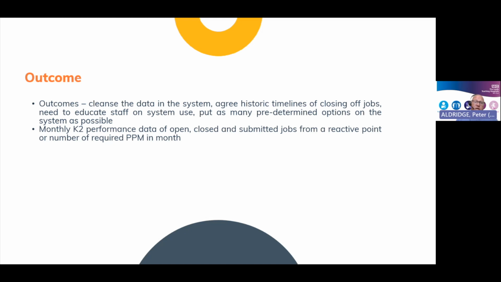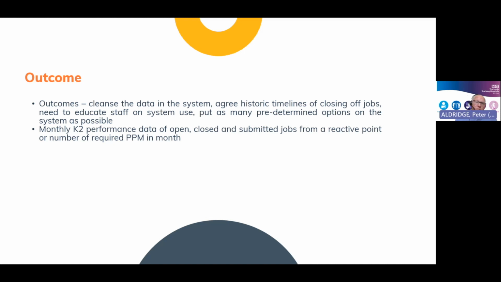So the outcomes were to cleanse the data in the system, agree historic timelines. So we had some jobs going back to 2016 within the system. Now, I know estates can be accused of not being the most responsive at times, but I would like to think that we followed up a job that went in in 2016. And in actual fact, some of the buildings that those jobs were aligned to had actually been demolished as part of the Building the Leeds Way. So it gives you an insight of some of the really easy things that we could do to improve the way people thought and worked around the system.